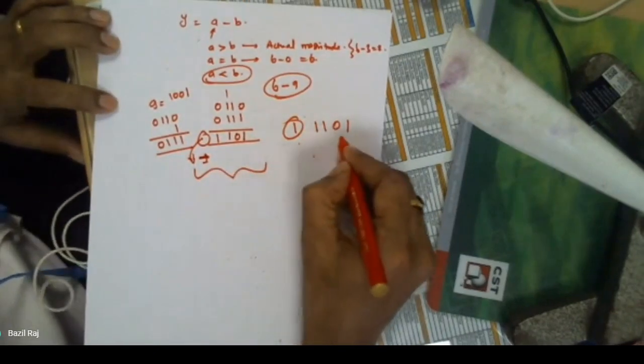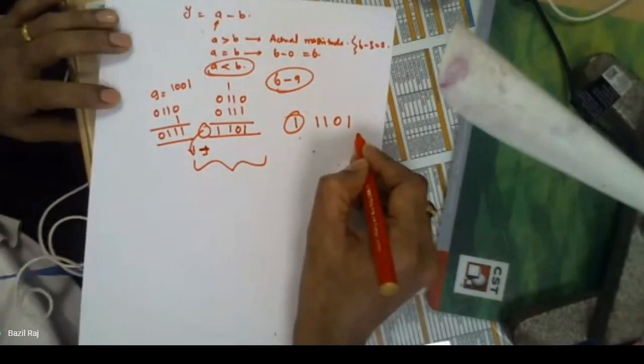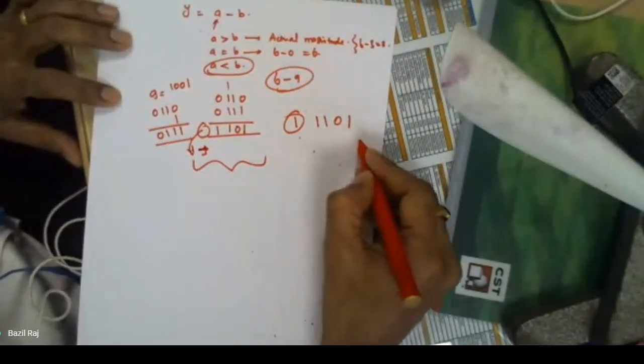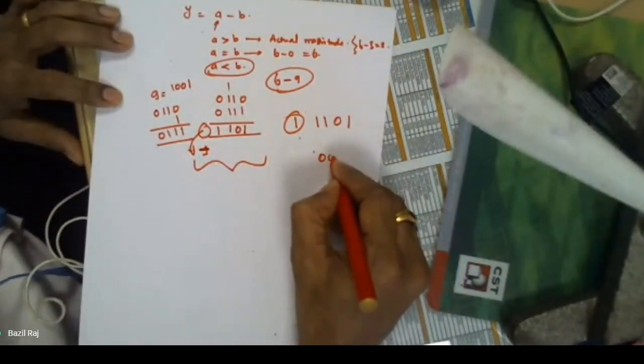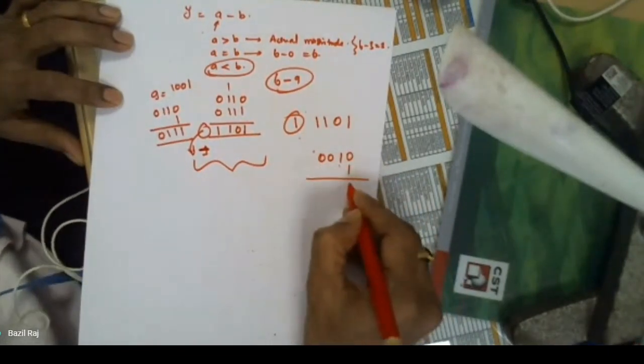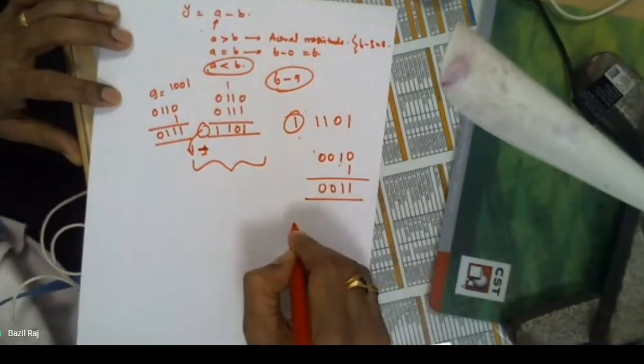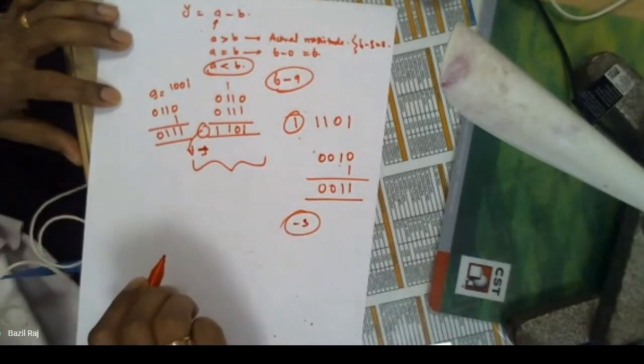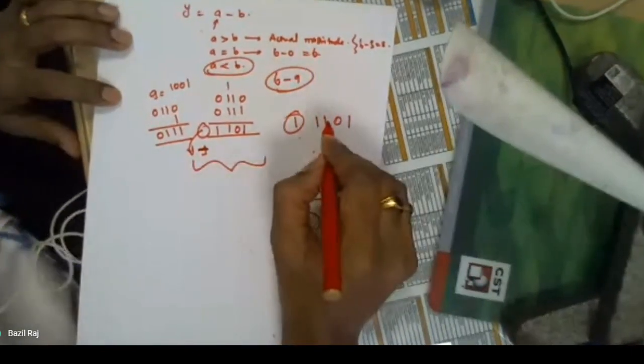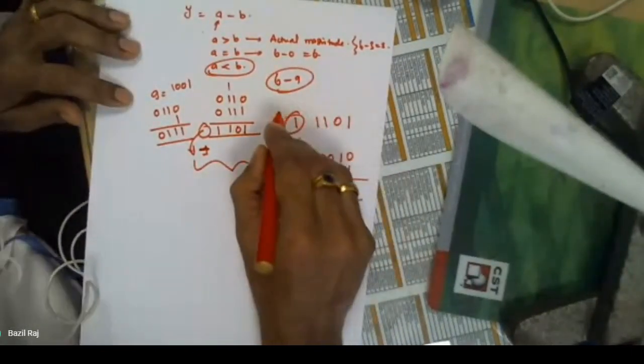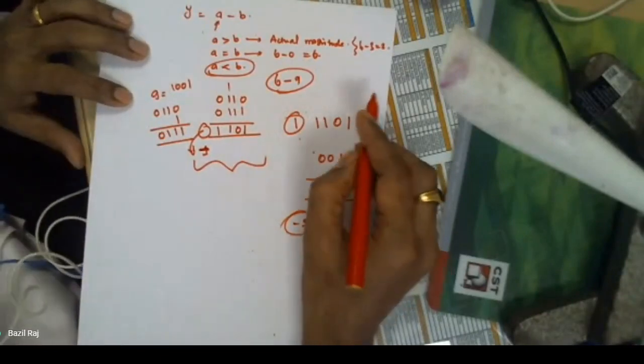Then obviously we should take the 2's complement of this number to get the original magnitude now, right? That means if I take the 2's complement here again, 0, 0, 1, 0, add 1 now, 1, 1, 0, 0. That means the result is minus 3.